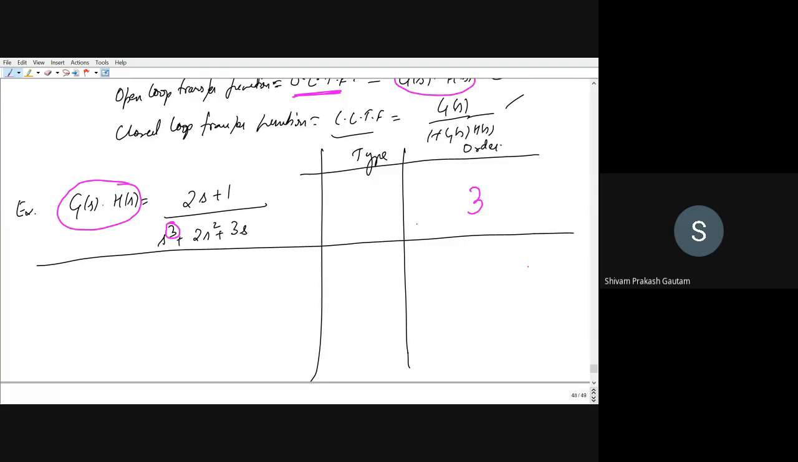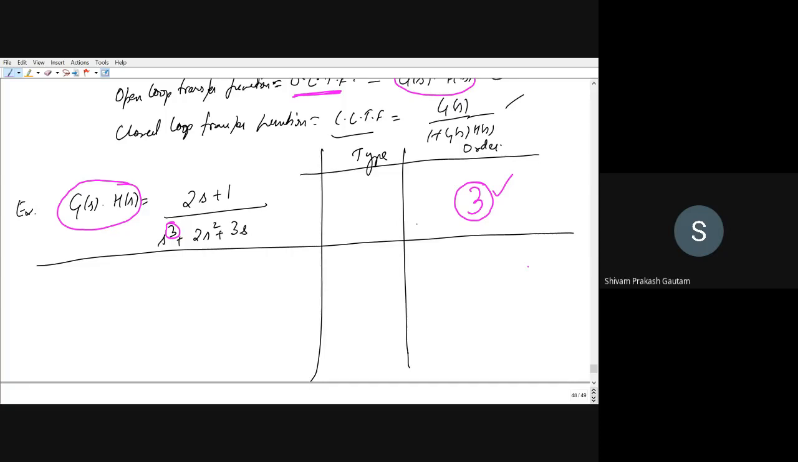And now what is type? The number of open loop poles at origin. So can you find how many poles are at origin? 3. How are 3 poles at origin? Yes, the highest power is s cube, so that gives the total number of poles. That is, the total number of poles will give me the order of a system.